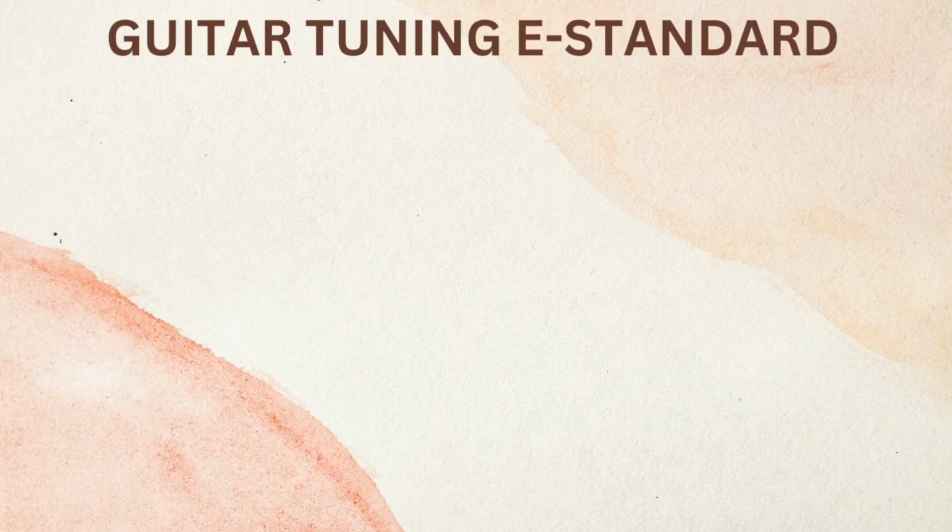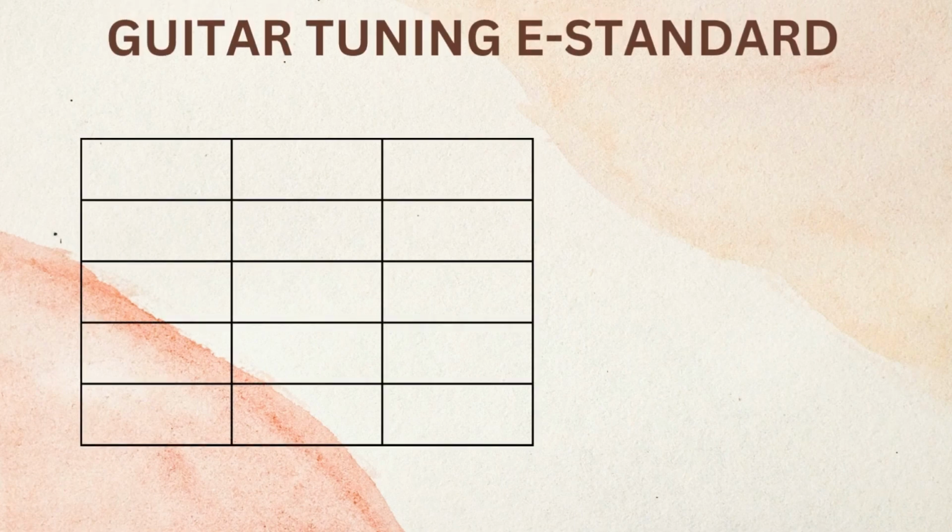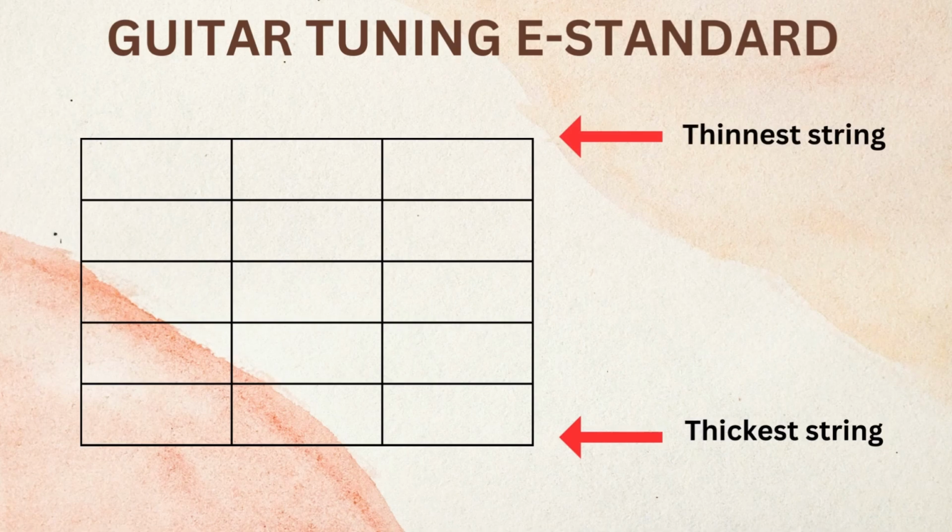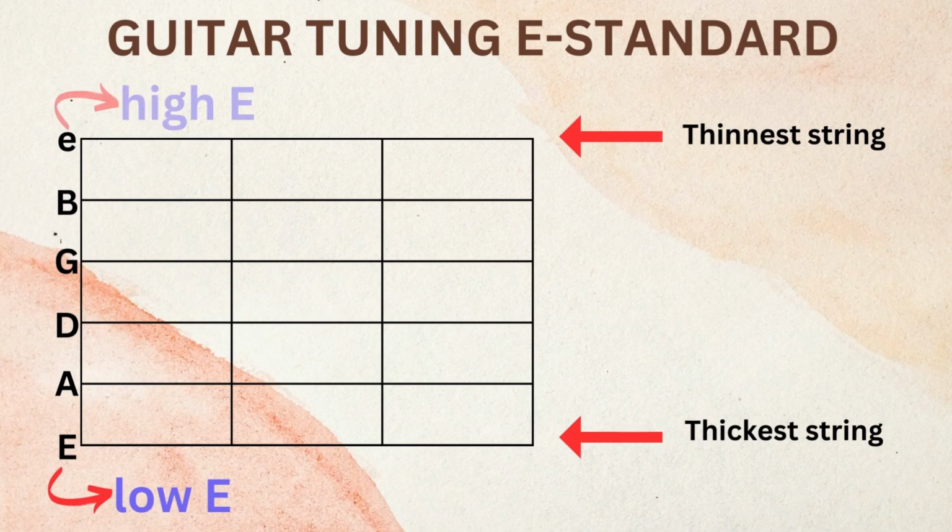Before going further, it is important to know how the guitar is tuned. In open position, from the thickest to the thinnest string, the E standard tuning is commonly used, where it follows the notes E, A, D, G, B, and E. E on the thickest string is commonly known as low E. E on the thinnest string is commonly known as high E.